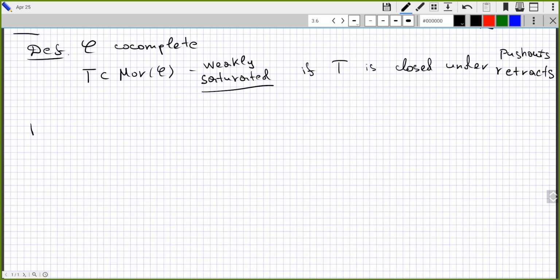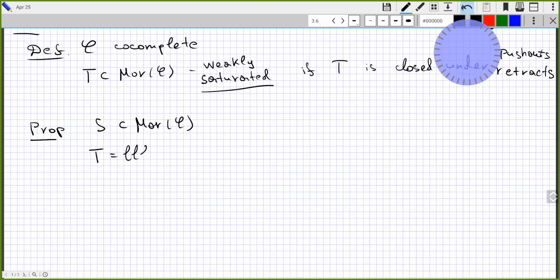And essentially what we've proved is that when you have some collection of morphisms, then all morphisms with the lifting property with respect to this collection are in fact weakly saturated.